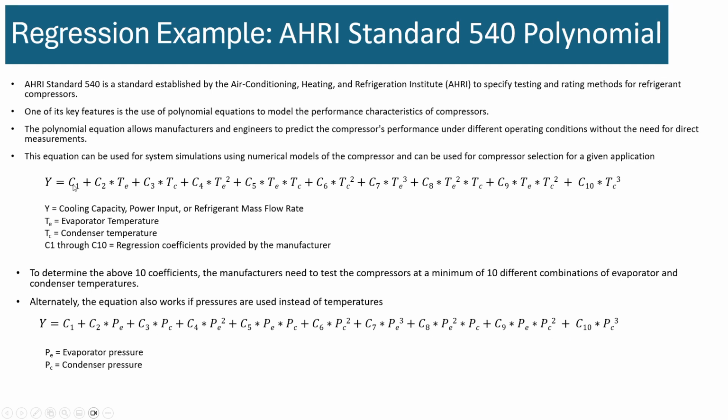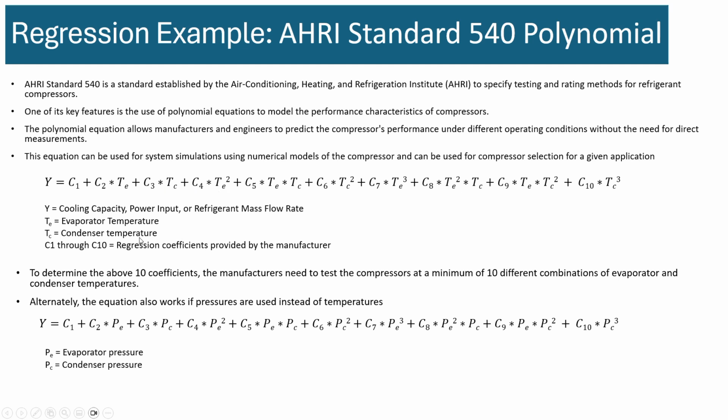And also here, you have to understand that if the Y is cooling capacity, it will have one set of C1 to C10 values. And if you change it to power input, it will have a different set of C1, C2 and so on, which, when put in here with the corresponding T and TC values, will give you the power value. So it has to have a different set of C1 to C10 coefficients.